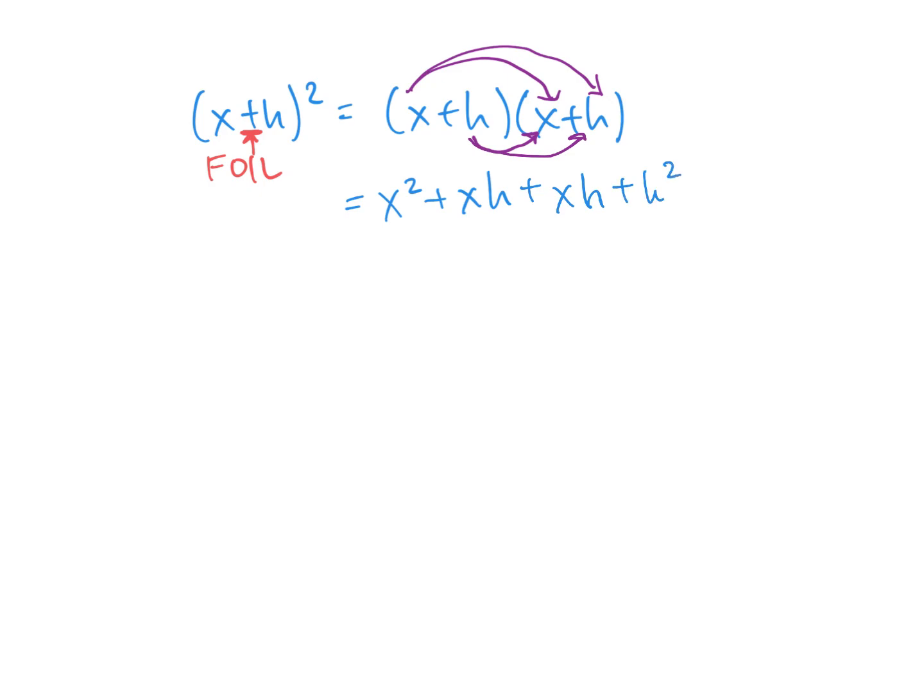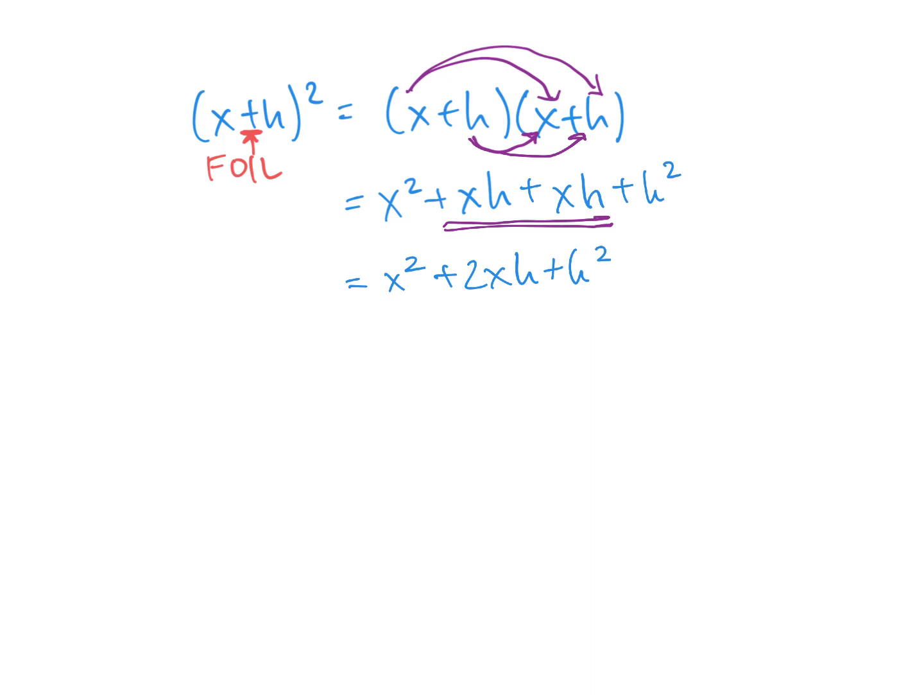Then I'd like to see, do I have any like terms? As we've alluded, I do right here. So I've got that 1x squared. I have 1xh plus another xh. So how many xh's is that? Well, it's 2 xh's. And then plus h squared, okay?